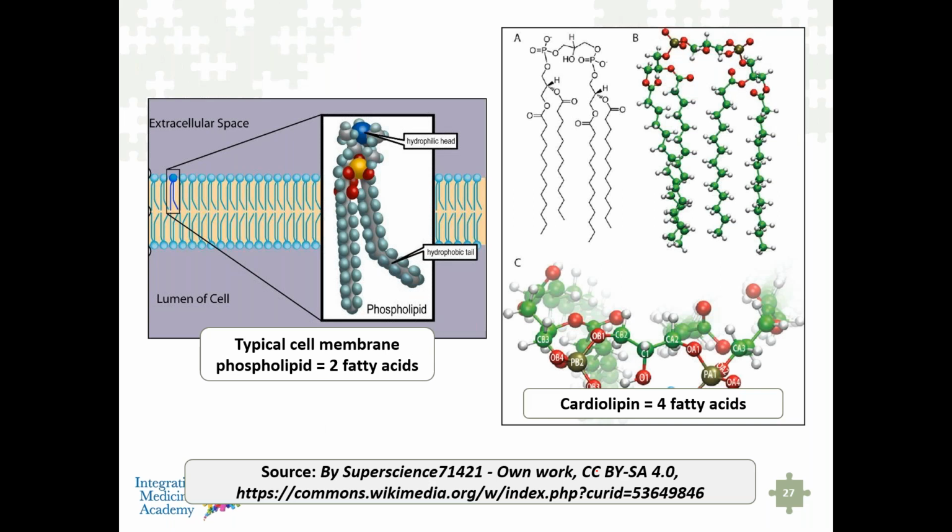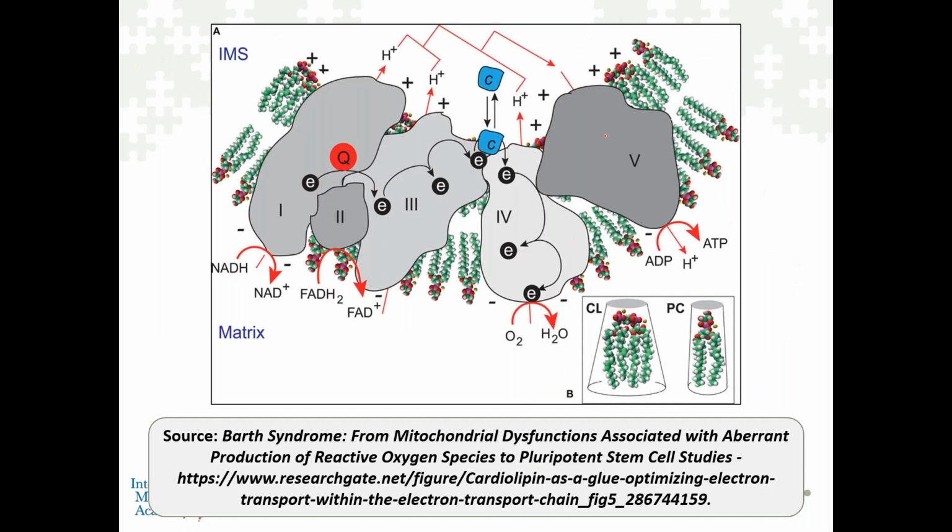Now, most phospholipids that make up our cell membranes have 2 fatty acid chains. What's unique about cardiolipin is it has 4 fatty acid chains. And there's a reason for that. The reason is that cardiolipin, because of its chemical configuration and the way it orients itself into the inner mitochondrial membrane, helps to compartmentalize and optimize function of the electron transport chain complex.